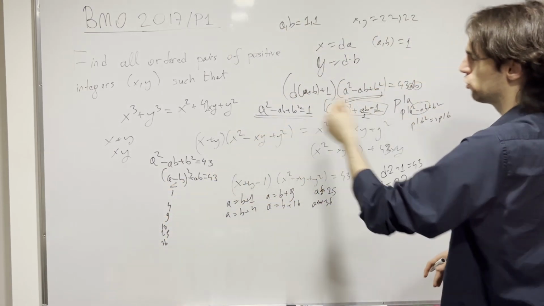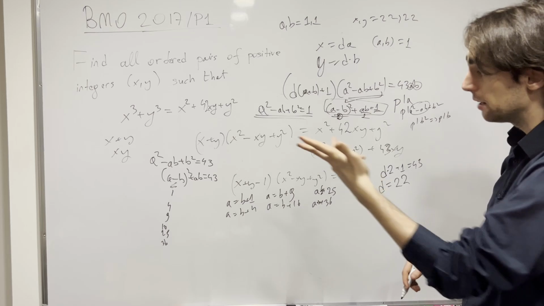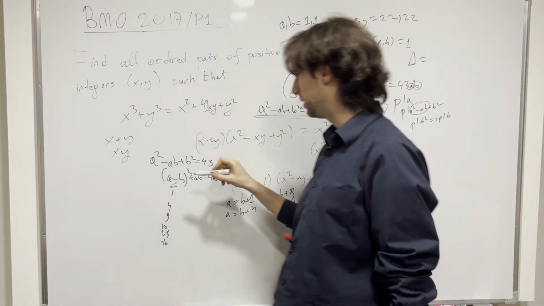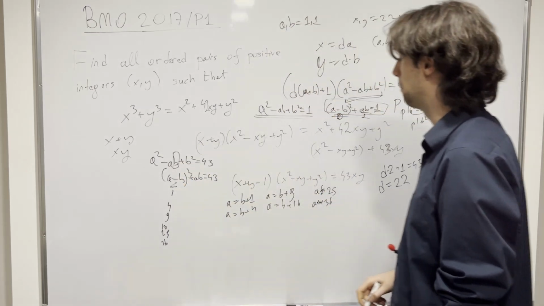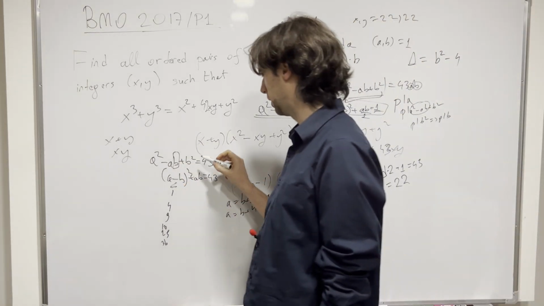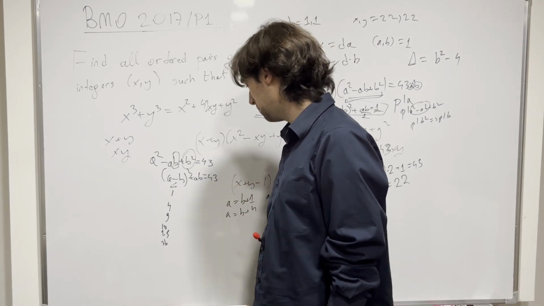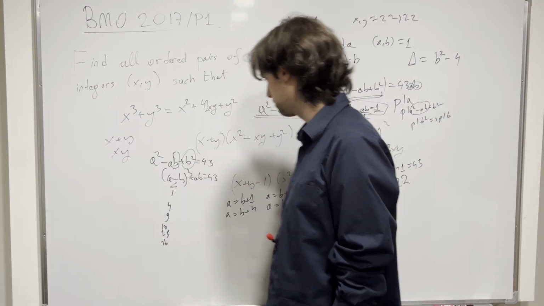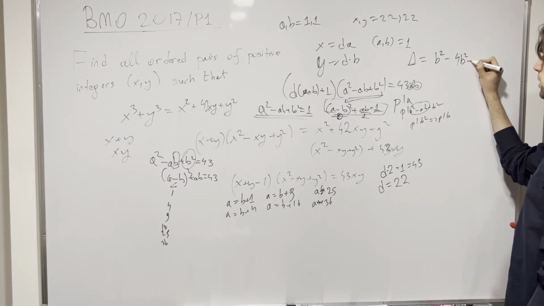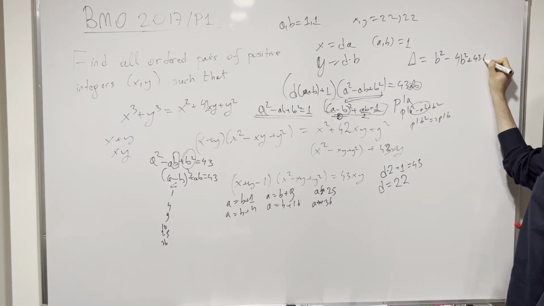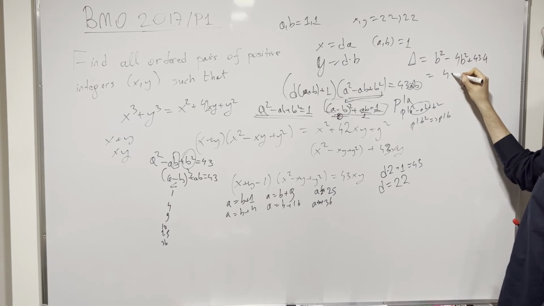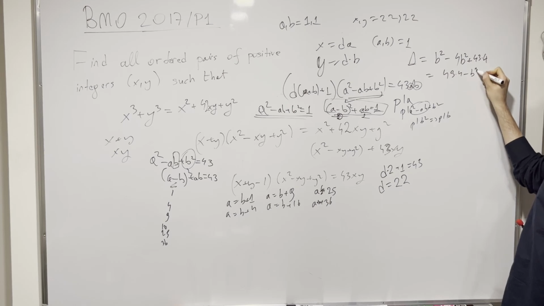Let me try to see maybe a quadratic in a. Let's look at this as a quadratic in a. And we have the discriminant will be b squared minus 4 times b squared minus 43. So 4 times b squared, and then we're going to have a plus 43 times 4. So this is going to be 43 times 4 minus 3b squared.